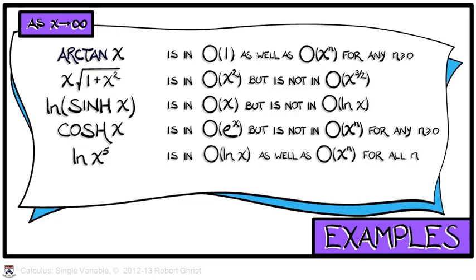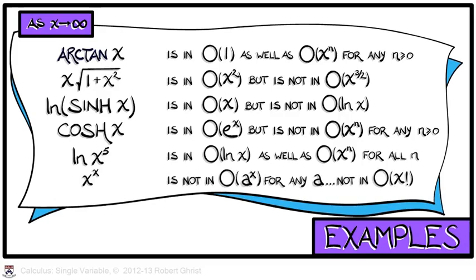Log of x to the 5th can be simplified, and we see that it's really in big O of log x, as well as big O of x to the n for any positive n. Lastly, x to the x is not in big O of constant to the x for any constant, and it's not in big O of x factorial. This is even superfactorial growth.